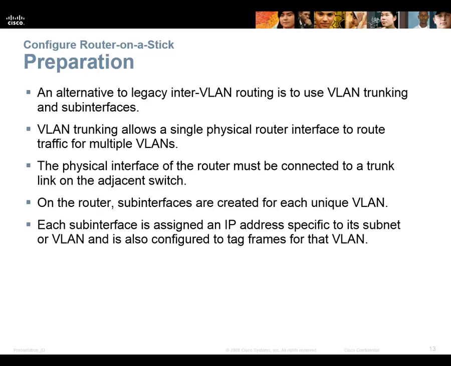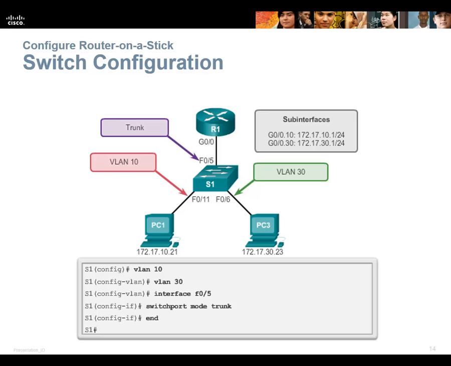All right, so the first alternative to the legacy is the router on a stick. Remember from what we just talked about, we're doing a VLAN trunk with router on a stick. So the physical interface of the router must be connected to a trunk link on the adjacent switch. On the router, you need sub-interfaces for each VLAN. So we're going to issue our commands like we do on a switch to set up our different ports on our VLAN. Each sub-interface is assigned an IP address specific to that subnet.